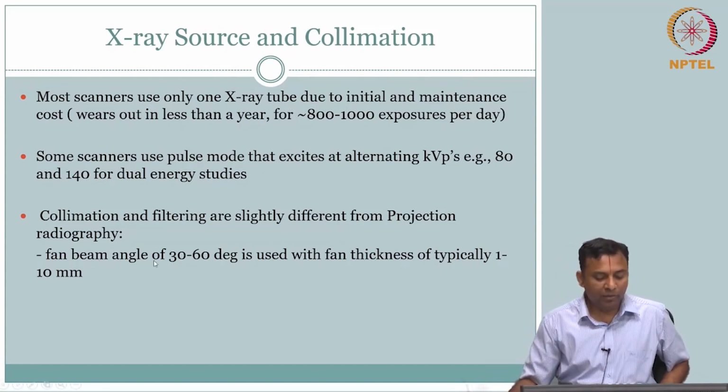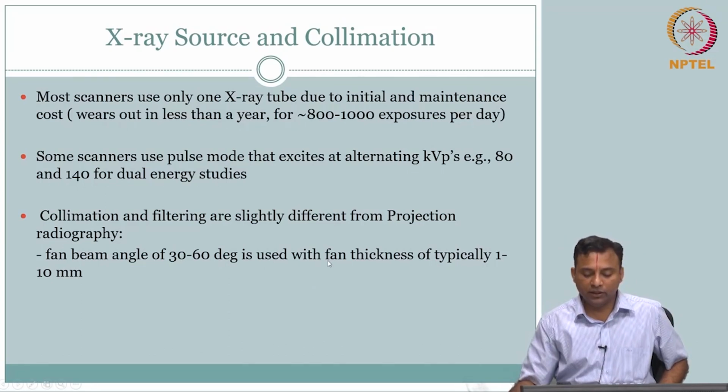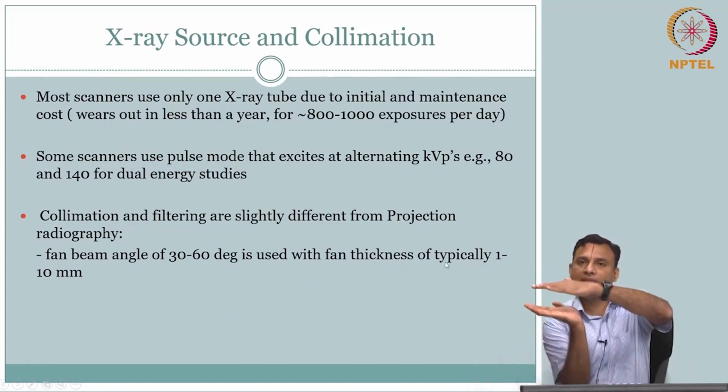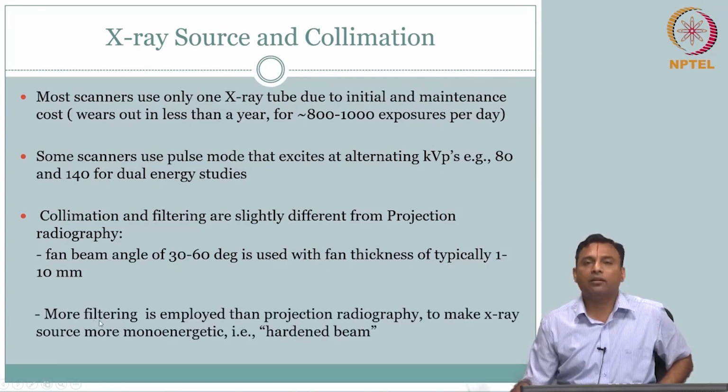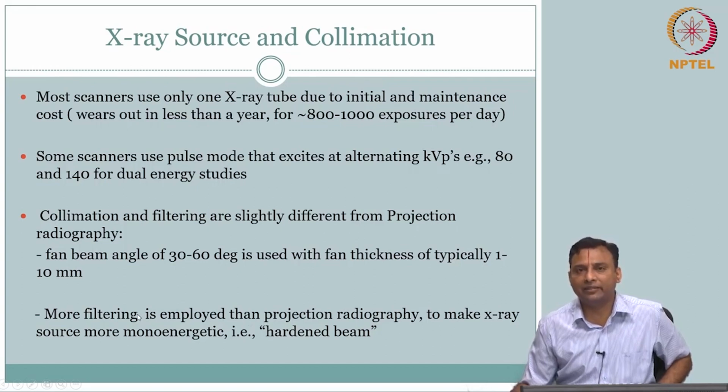Okay. So a fan beam angle of 30 to 60 degrees is used, with a fan thickness. The fan thickness is the slice thickness direction, typically in the order of 1 to 10 millimeters. Here the filtering is very similar, but a little more aggressive, so you get a more hardened beam. The concept of filtering is very similar to what we did in projection radiography, but here we are making it more hard.